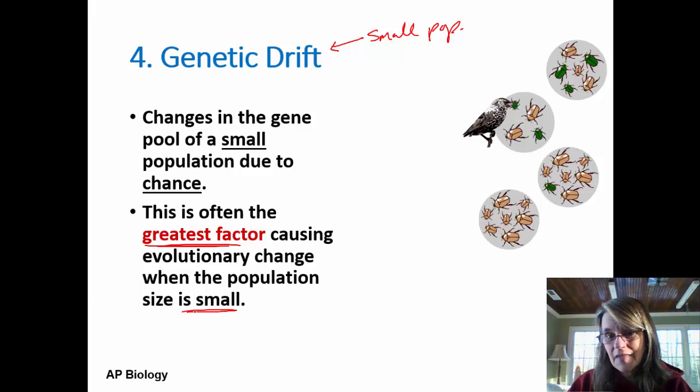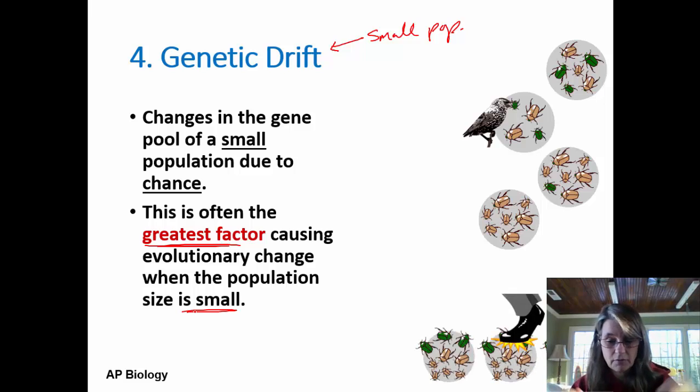Okay? That would be natural selection causing this outcome. But suppose you just have a small population of beetles and someone randomly steps on some green beetles and kills them. It's not really because they were standing out more. It's just because somebody's big dumb foot accidentally crushed them.